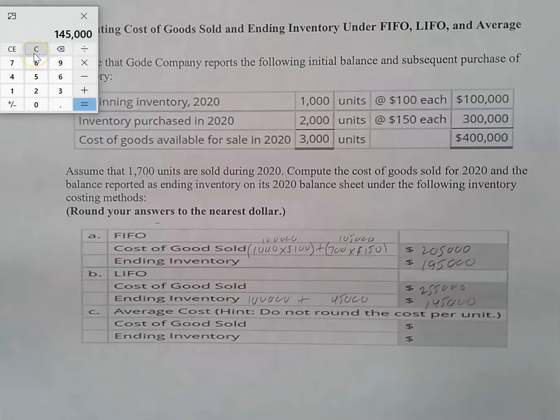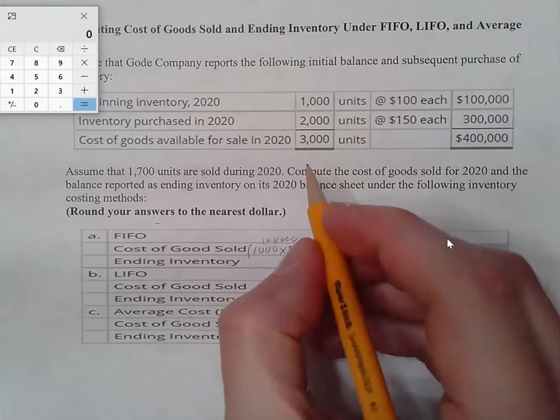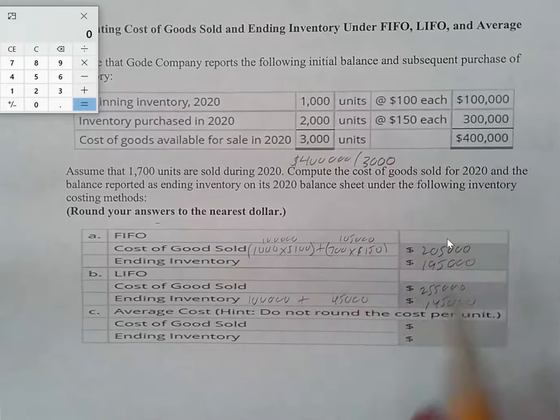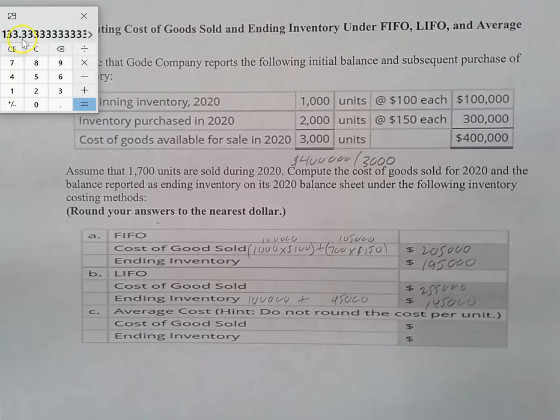All right. And then we have one more to do, and then I want to just talk about these for just a moment. We've got the average cost method. And so we're going to do that a little bit differently. What we're going to do for the average cost is look at the total amount of units available and what that cost was, and come up with an average. So essentially we're going to be taking $400,000 and dividing it by 3,000 units. So let's go ahead and do that. And then all we have to do after that is multiply by 1,700 for cost of goods sold, and then multiply by 1,300 for ending inventory. So first things first, we need to come up with an average cost per unit. $400,000 divided by 3,000 total units available for sale is going to give us $133.33333.